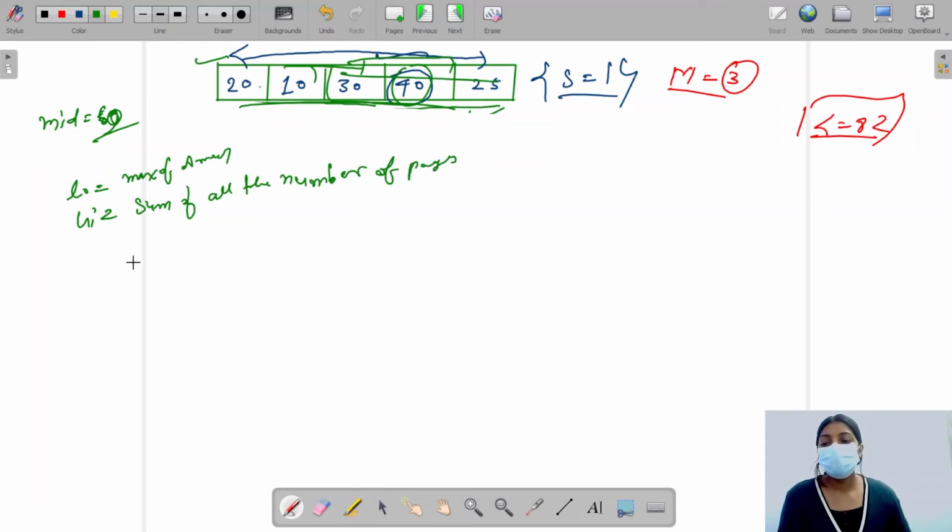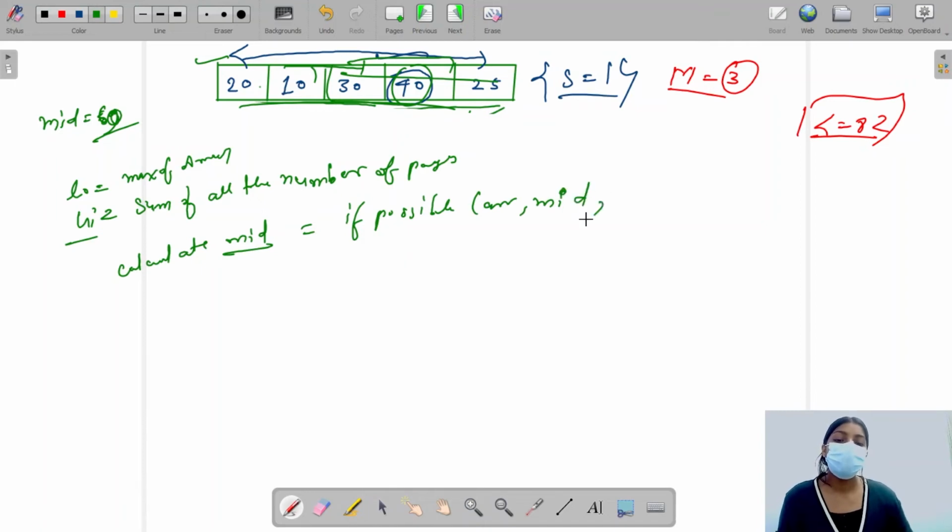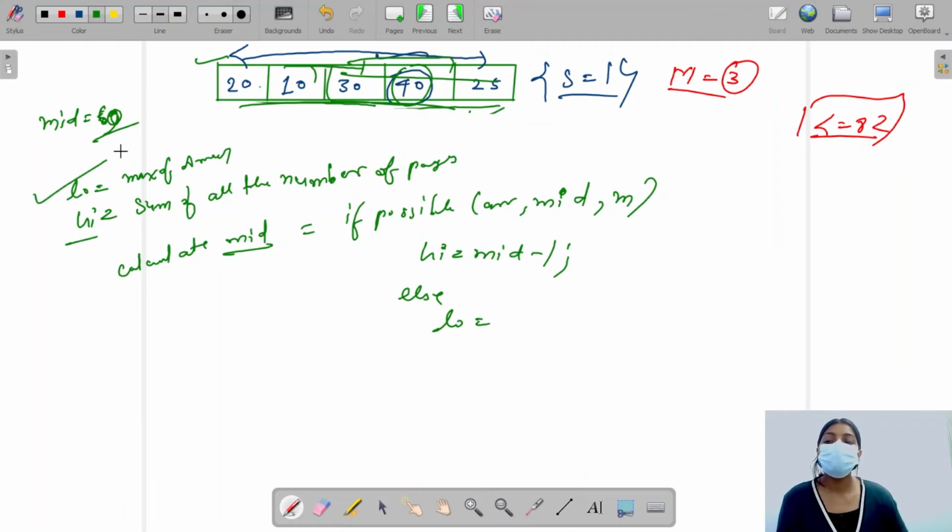Then what we have to do? Calculate mid, and if it's possible to divide these books by keeping a load of mid, then we decrease our highest load, right? So if we can allocate the books between m students by keeping a load of mid, we just decrease our load, so my high will become equal to mid minus 1. And if it's not possible, then my low becomes, then just increase the load on the student, right?